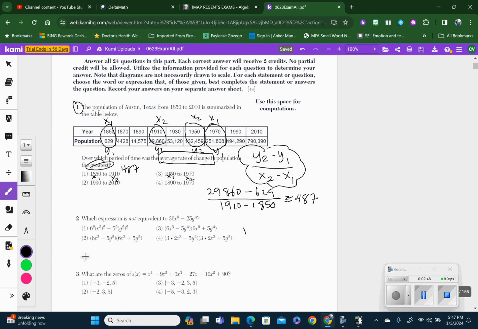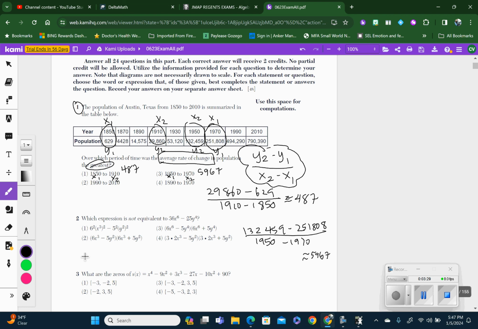y2 minus y1, so 132,459 minus our y1, 251,808, all over our x2, 1950 minus 1970. Plug that into a calculator, hit enter. And for the third one, I'm sorry, that's the third one, my bad. For the third one, you should get that this number is about 5967. So let's write that down next to that.